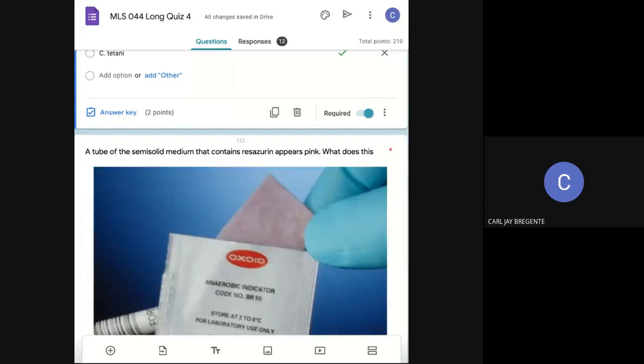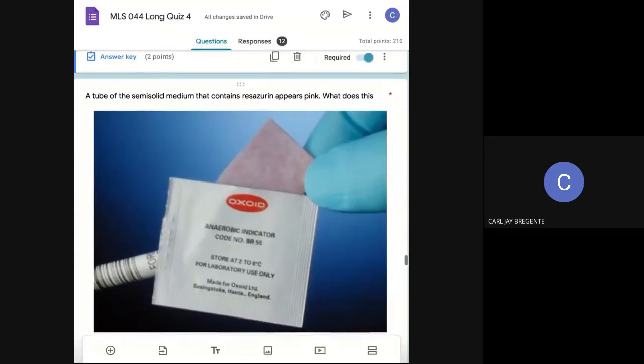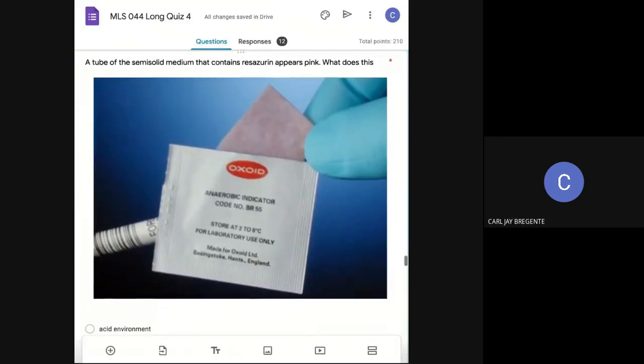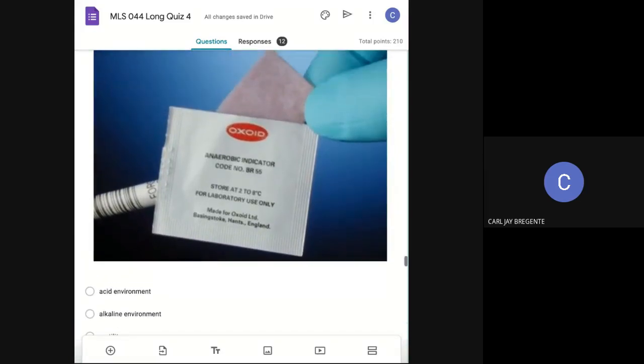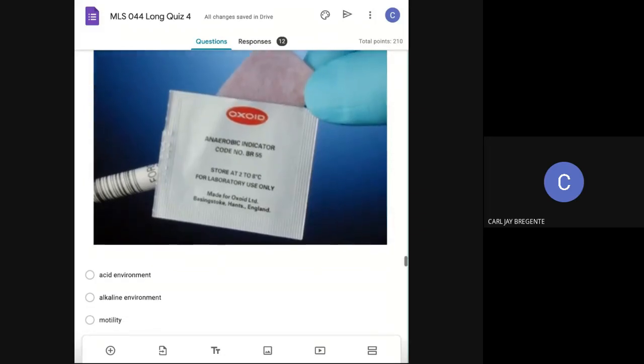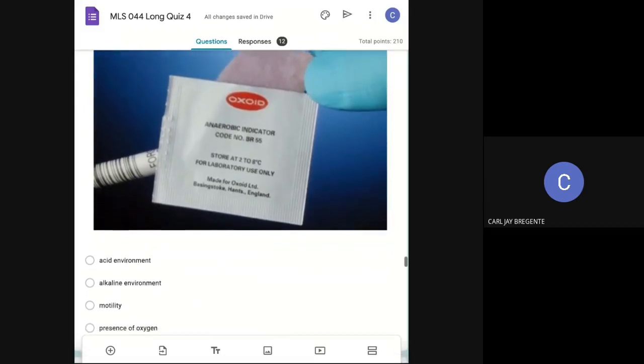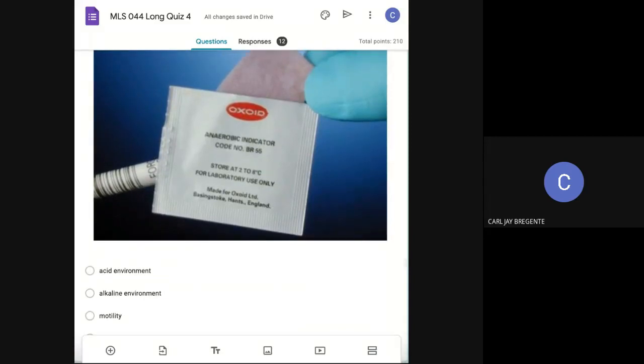A tube of the semi-solid medium that contains resazurin appears pink. What does it mean? It means there is presence of oxygen. If the resazurin indicator turns pink, it means it has been exposed to oxygen. So resazurin is an indicator for oxygen.